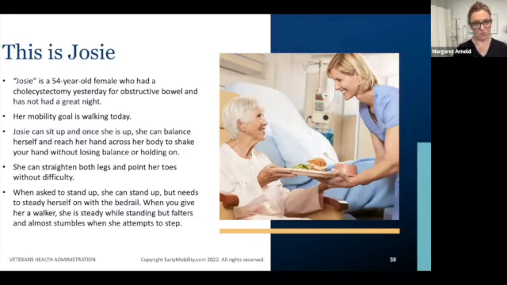Her mobility goal is walking today. She can sit up, and once she's up, she can balance herself, reach across your body, shake your hand. She can straighten and point both legs. When asked to stand, she can stand, but needs to steady herself with the bed rail. When you give her a walker, she is steady while she stands, but falters and almost stumbles when she attempts to step. She's a little bit dizzy.